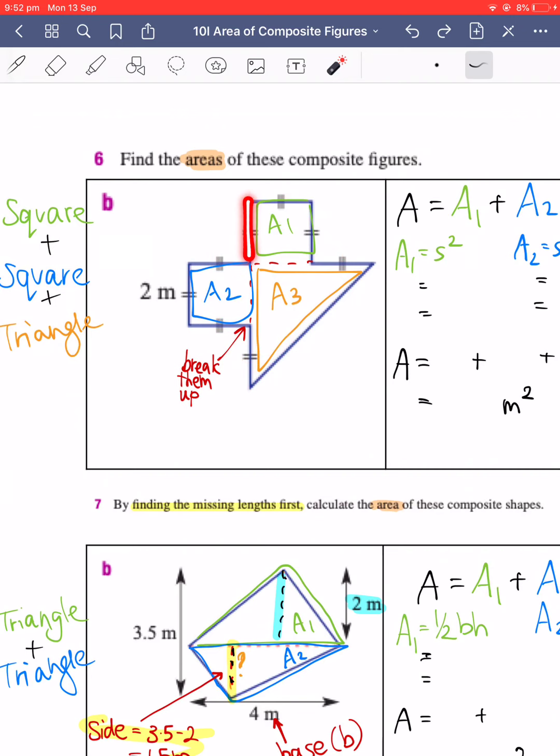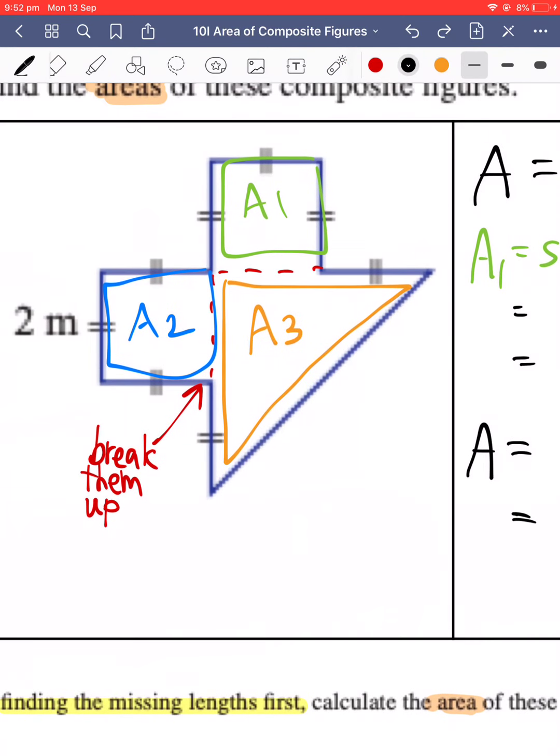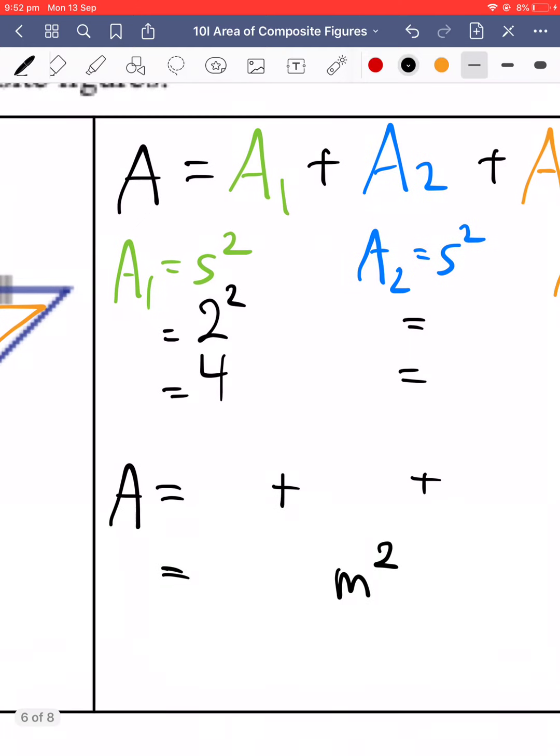So first thing with my lovely squares here, I've only just realized after I've done all my working out and set it up, these two are actually the same. So I only have to calculate for one and then I'm going to multiply it by 2 because they're both the exact same. So my side length, as it does say on here on the diagram, is 2 meters. So I'm going to substitute that in. So I've got 2 squared, which equals 4. And again, this one is the exact same. So let's do the exact same process. 2 squared is 4. So now I've got 4 plus 4.